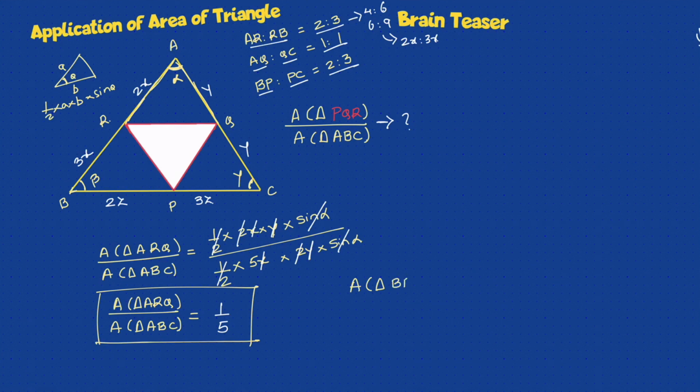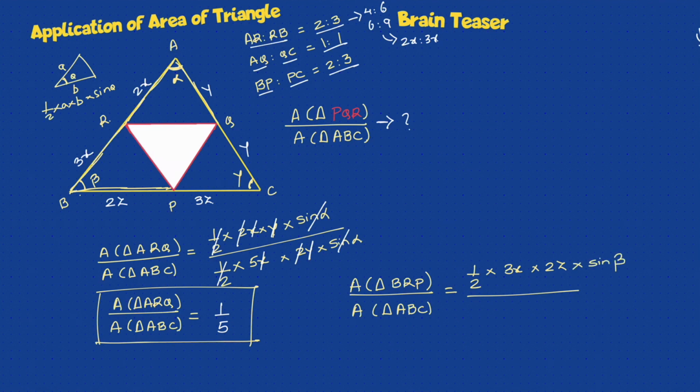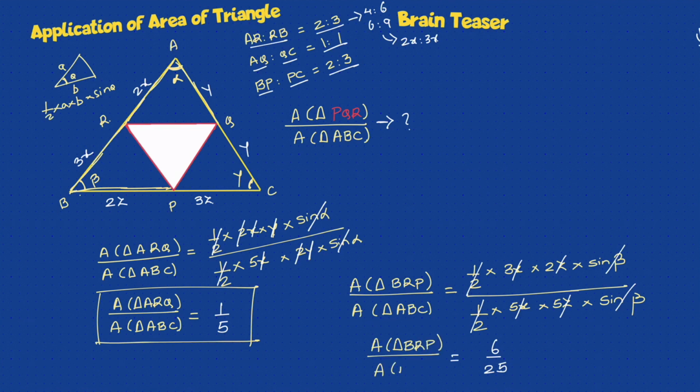What next will I do? I'll compare BRP with ABC. If you can see, I'm eliminating all this so that I will only get PQR in the end. So what is the area of triangle BRP? It's nothing but half into the product of two sides, 3x into 2z, into the sine of the angle between the two sides, which is beta. Area of triangle ABC will be half into 3x plus 2x, 5x, into 2z plus 3z, 5z, into sine of beta. Everything gets cancelled. What am I left with? 6 by 25. Which means if the area of triangle ABC is 25, then the area of triangle BRP will be 6.